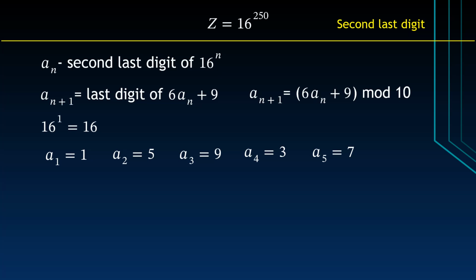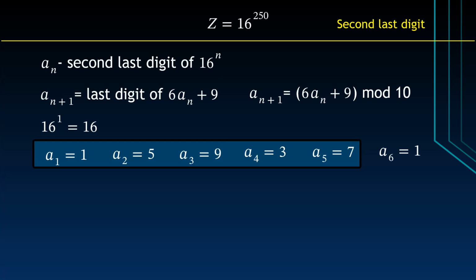Then 6 times 7 plus 9 is 51, so a6 is 1. And this is the same as a1. According to the recursive formula, any value of an depends only on the preceding value, which means that starting from a6, the sequence of digits will be repeated. a7 will repeat a2, a8 will repeat a3, and so on. So we have a sequence of 5 repeating digits and can find an for any n.